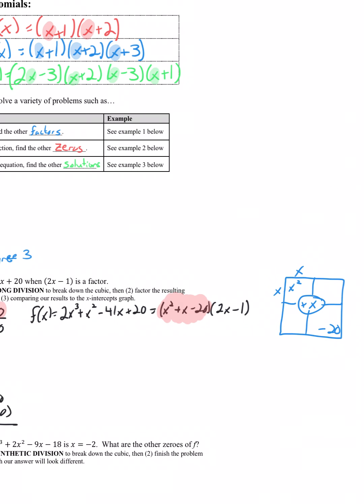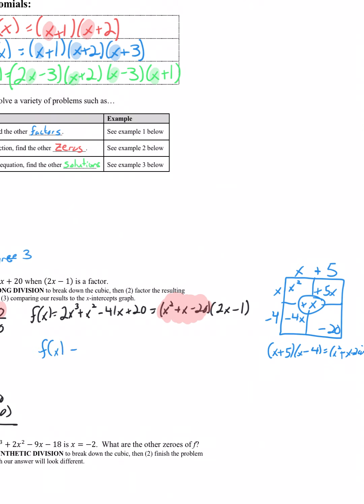So I want something that has a difference of 1 in the middle, but multiplies to get me -20. So I'm going to need a positive and a negative. Difference of 1 that multiplies to 20 has got to be 5 and 4. The bigger number has to be positive because I want a positive 1 in the middle. And sure enough, I get -4x and positive 5x. That works. So x plus 5 and x minus 4 is the same as x squared plus x minus 20.